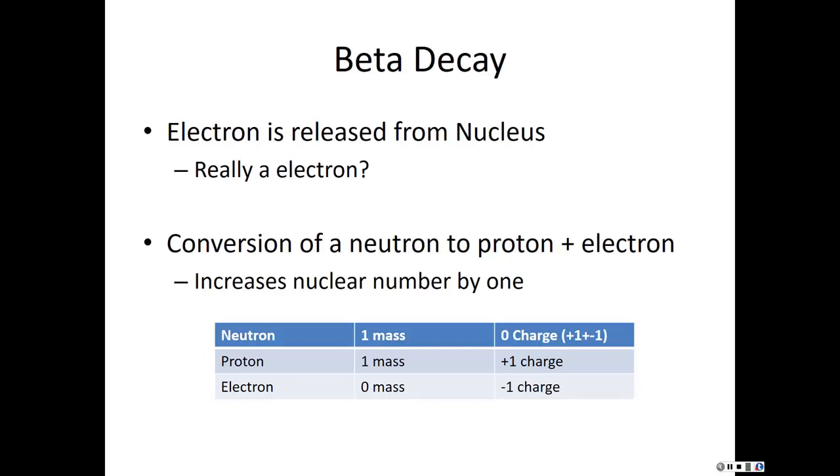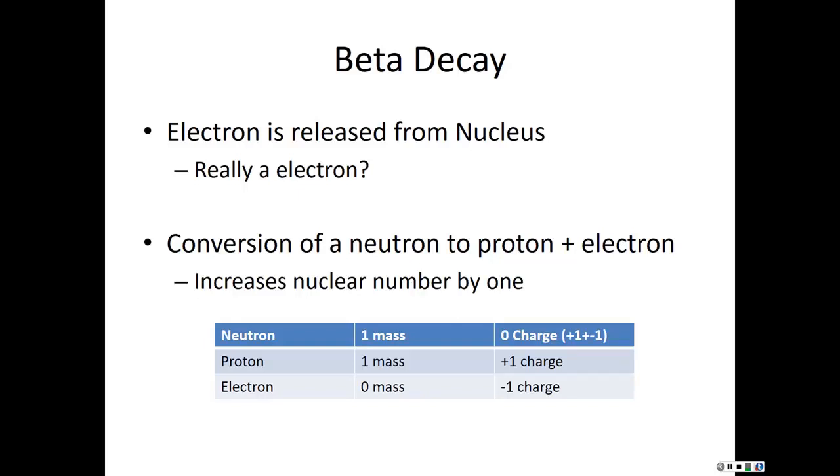Beta is the next one. Now, in beta decay, what actually occurs is an electron is released from the nucleus. And you may say to yourself, that doesn't make much sense. How is an electron released? Well, beta decay is actually the converting of a neutron to a proton plus an electron. So a neutron is changed to a proton and electron, and the electron is kicked out to the environment. So we lose one neutron and gain a proton in the process, and then the electron is kicked out as radiation.